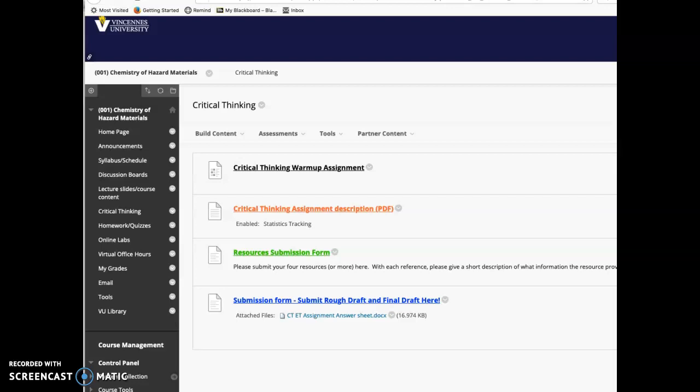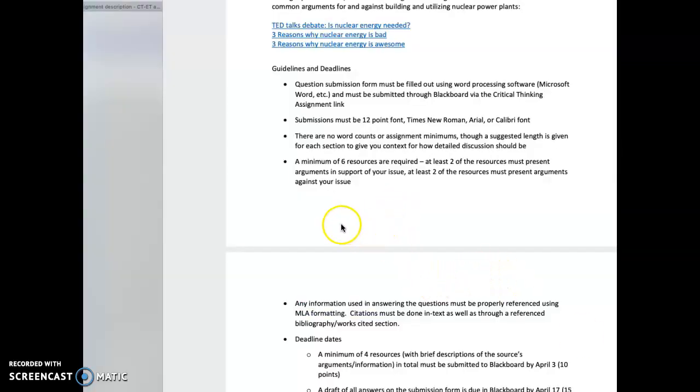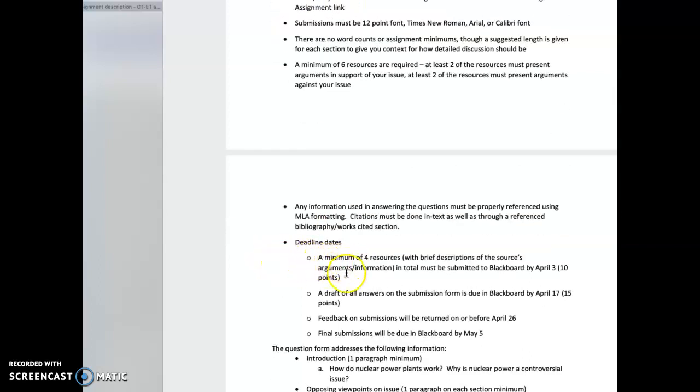Now, along the way, you are going to have to submit four sources with brief descriptions of the arguments and information, just a brief annotation, a couple of sentences. That is due into Blackboard by April 3rd, so we're talking about one week from this coming Friday. In addition, we are looking at a draft of all answers. I'm requiring you to submit a draft. Simply submitting the draft will get you 15 points. But the whole point of the draft is to give you feedback on your responses and allow you a chance to improve. So you'll submit that by April 17th. I will return them by April 26th, and then everything is due in Blackboard on May 5th.